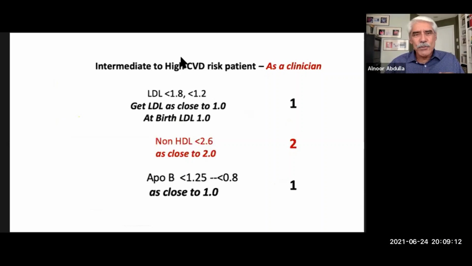So I explained to you that at birth we have LDL of 1, and therefore we should try and get the LDL to as close to 1 as possible, but it is an inaccurate estimation. So the more accurate one is the non-HDL cholesterol, and the number to remember is 2, to try and get it as close to 2 as possible. And if you are going to measure ApoB, the drug king himself, then again, he's the 1. So you try and get it to 1 as much as you can.